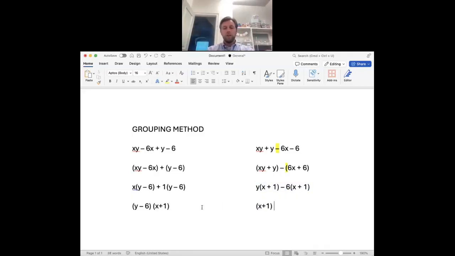So what do we get? Pull the x plus 1 out. What's left? Y minus 6. Yes. Now they're the same. So this is the key thing here. When your third term is minus and you put parentheses around that third term, you have to change the sign of the last one to the opposite. If it's minus, turn it plus. If it's plus, turn it minus.